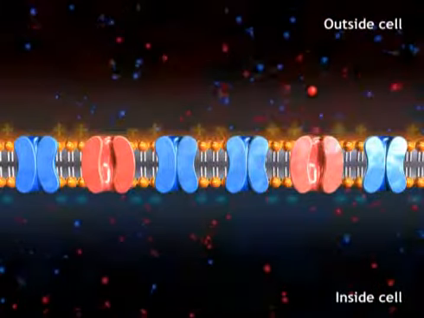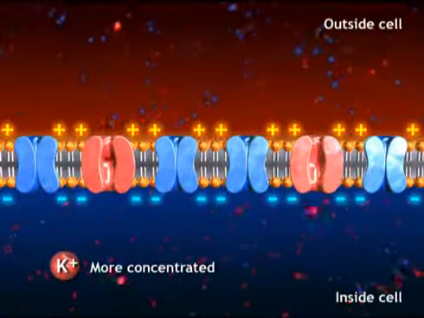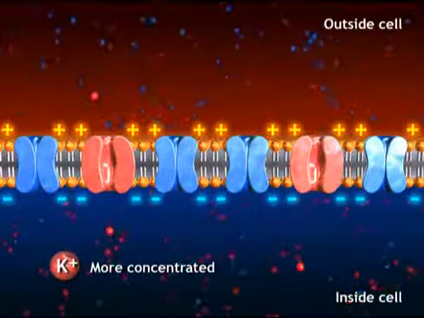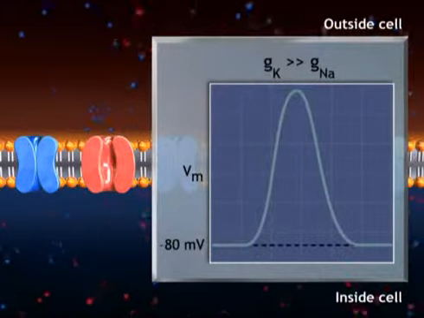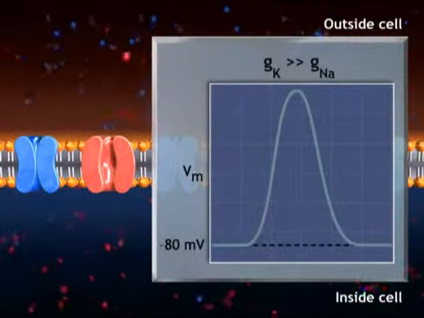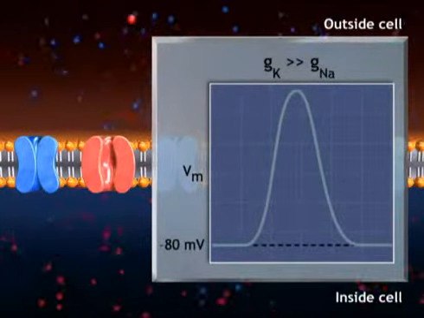At present, potassium is more concentrated inside the cell and sodium is more concentrated outside. The lipid membrane contains several closed sodium channels and 2 open potassium channels. As a consequence, potassium conductance exceeds sodium conductance. Free potassium movement across the membrane allows potassium to reach its equilibrium potential and establishes the cell's membrane potential at negative 80 millivolts. This represents the resting membrane potential.